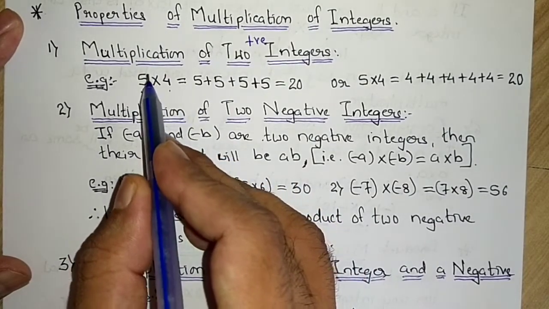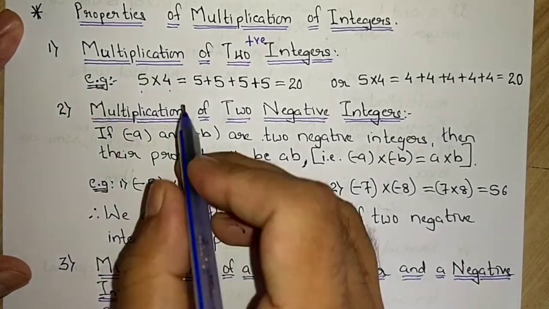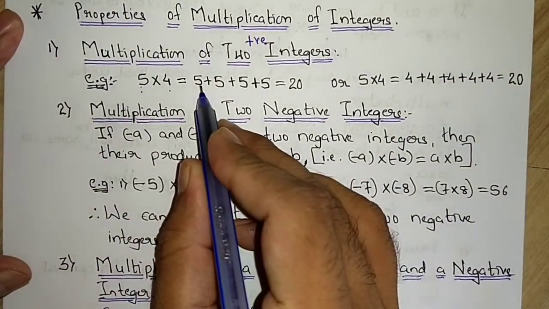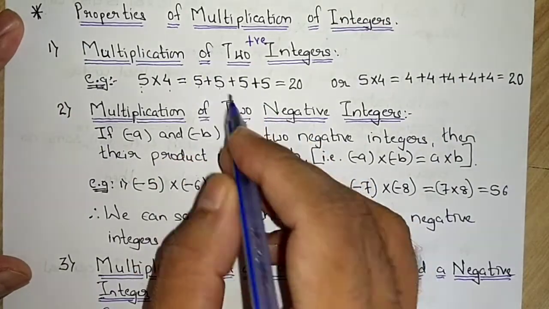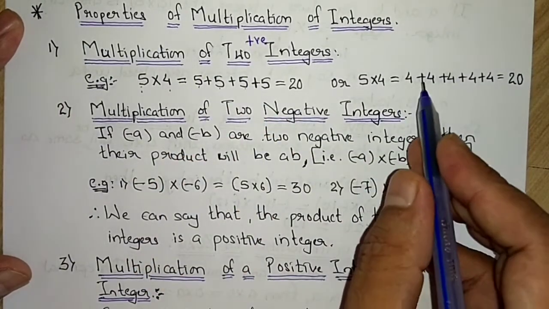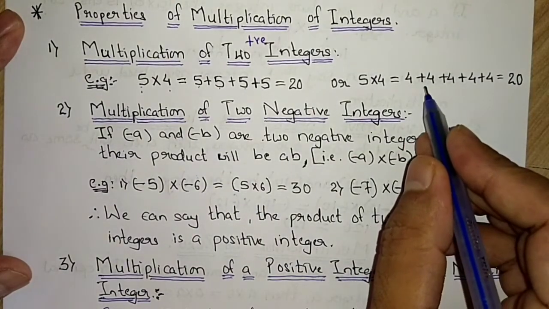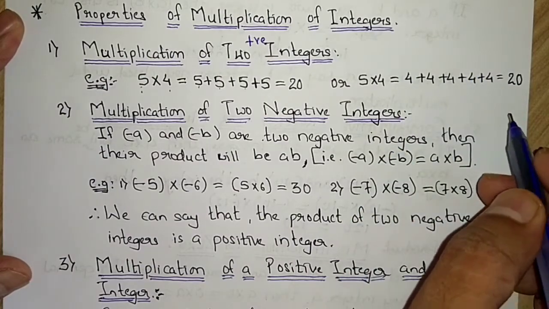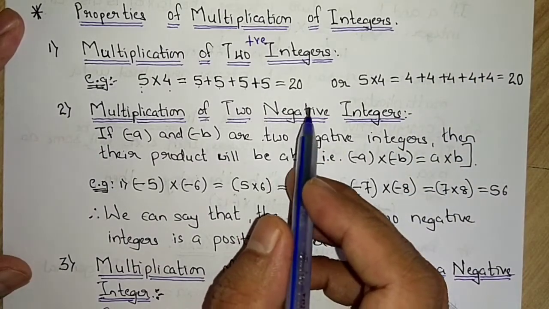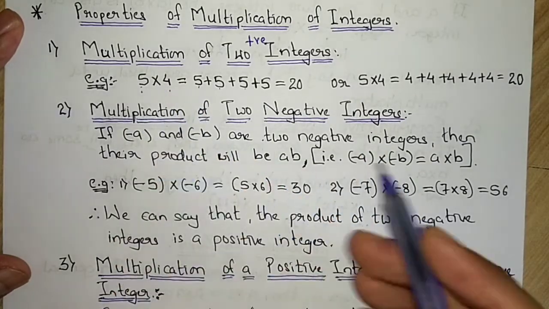We write the number. If I am multiplying 5 into 4, I will take 5 plus 5 plus 5 plus 5, 4 times, or I will take 4 as 5 times, 4 plus 4 plus 4 plus 4 plus 4. I will get the same result, that is 20. 5 4s are 20, 4 5s are 20.